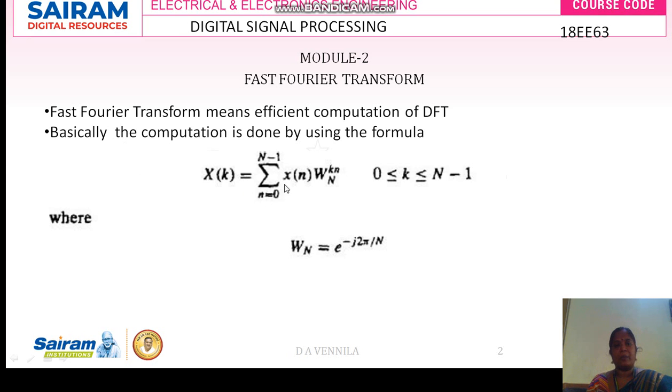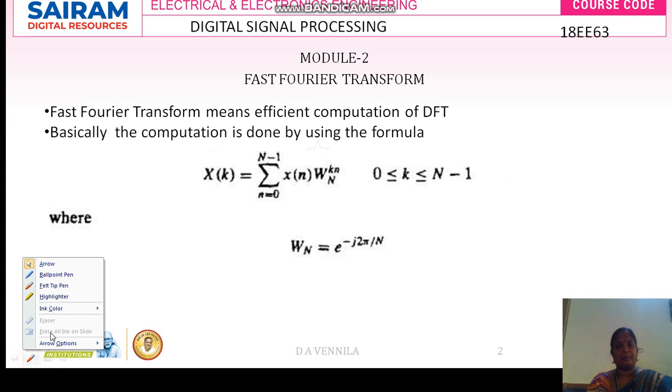of k is equal to summation n equal to 0 to N minus 1, x of n, omega N to the power kn, and this k is an integer, and this k varies from 0 to N minus 1. N is the number of samples, and this omega N is called the twiddle factor or phase factor, and it is given by e power minus j 2 pi divided by N. Omega N is the twiddle factor.